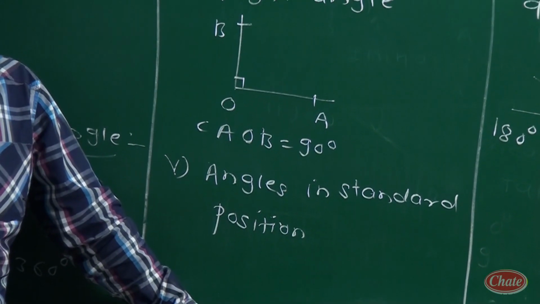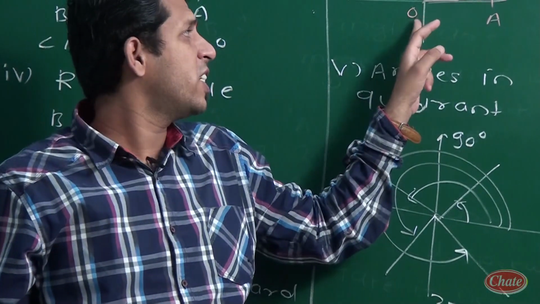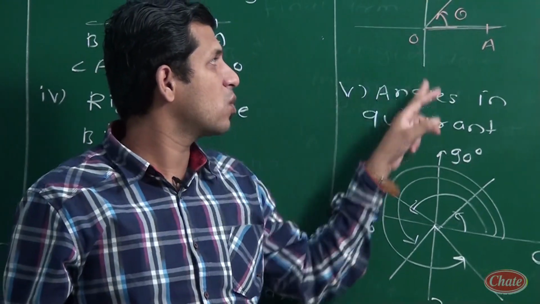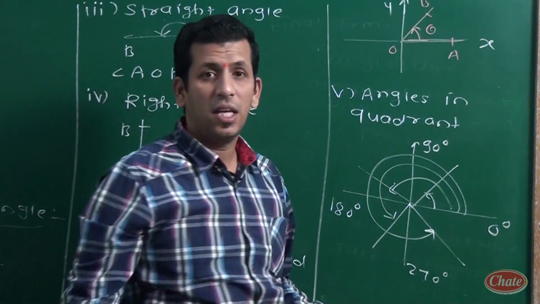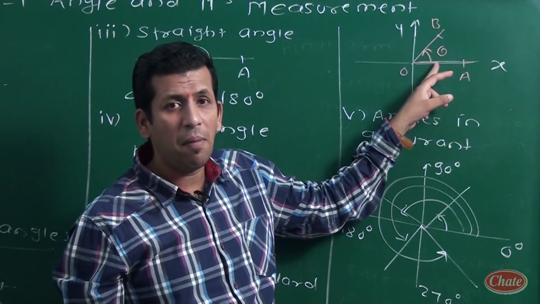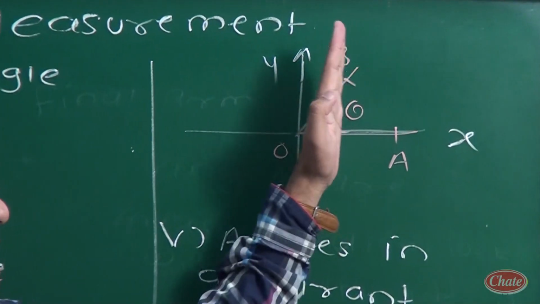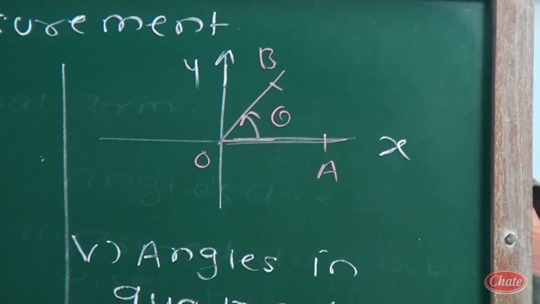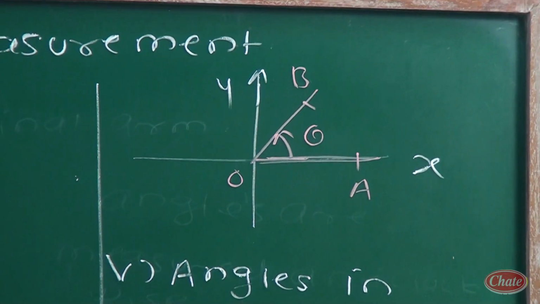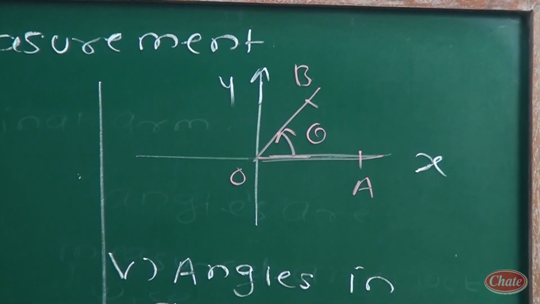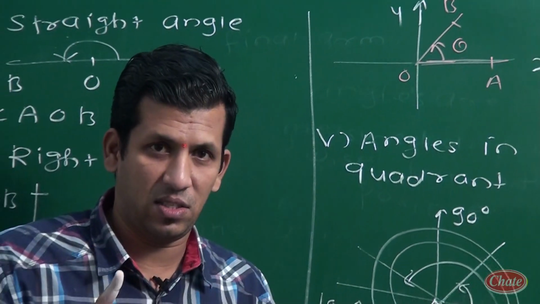Remember, the fifth type is very important. See this diagram: this is the x-axis, this is the y-axis. If the initial arm lies on the x-axis and the final arm is anywhere, then that angle is called an angle in standard position. Why? Because the angle is measured from the positive direction of the x-axis.